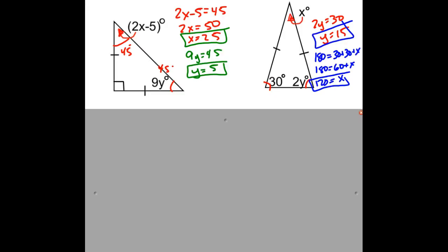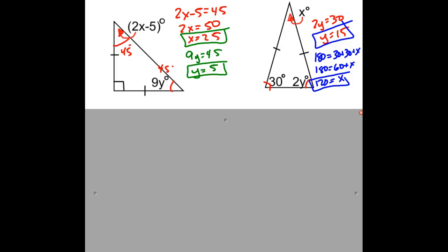All right, let's take a look at those first 2 up here. It says find x and y. I noticed I had a 90-degree angle and I had an isosceles triangle, which means that these 2 angles are both 45. So I just set up an equation for both equal to 45. I got x to be 25 and y to be 5.